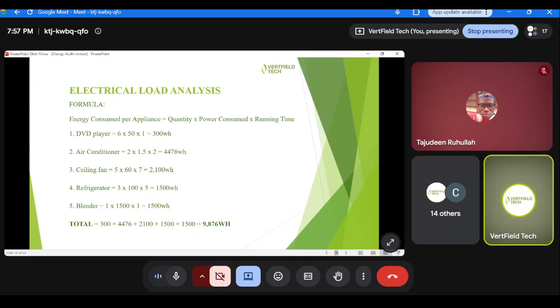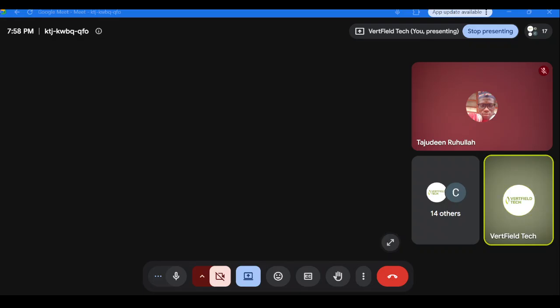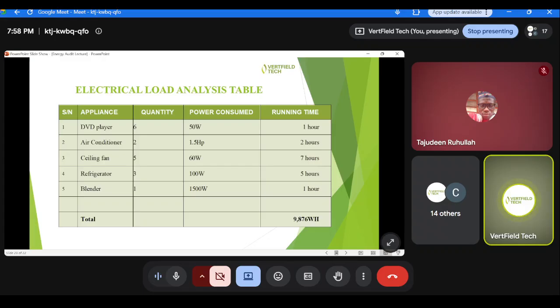Altogether, we are going to be having a total energy consumption, which is also the energy need of the facility, to be 9876 watt hour. And once we have done this, we would now be able to tell our client, Mr. Major, that his facility is consuming energy worth 9876 watt hour. So you can now see the table is complete here. We now have all the data. We have also the processed information.